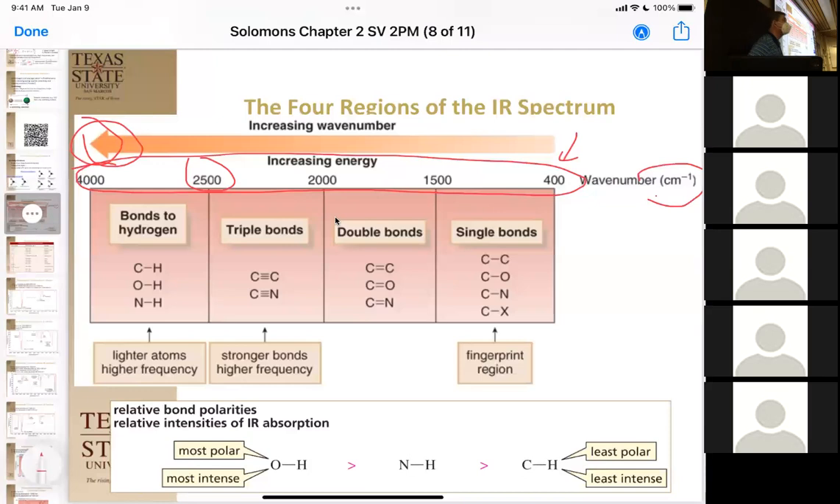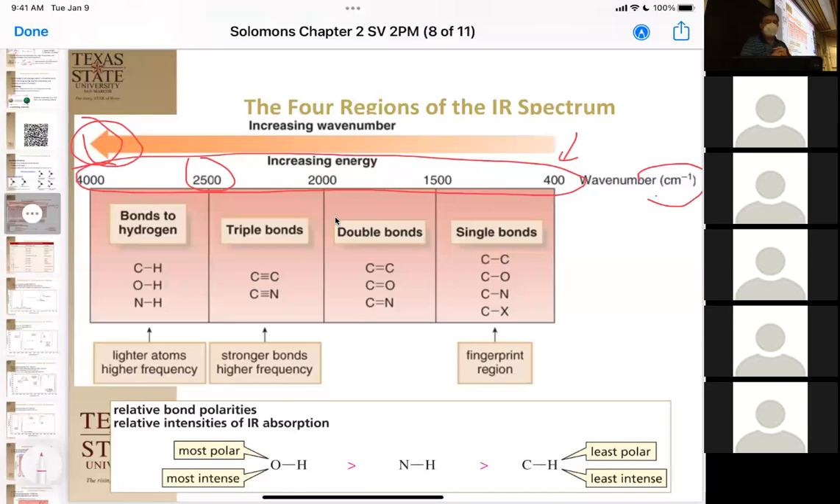Yes. I just wanted to check, is the 4,000 wave number the higher energy? No, 4,000 is higher in energy. See, the increasing energy goes this direction. Increasing wave number goes that direction. Okay, that's what I thought. I just thought you said 400. No, 400 is our lowest energy, and 4,000 wave numbers is our highest energy.